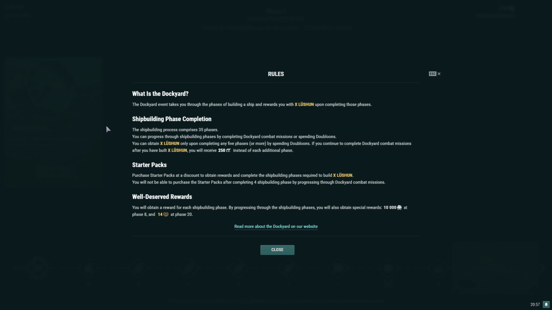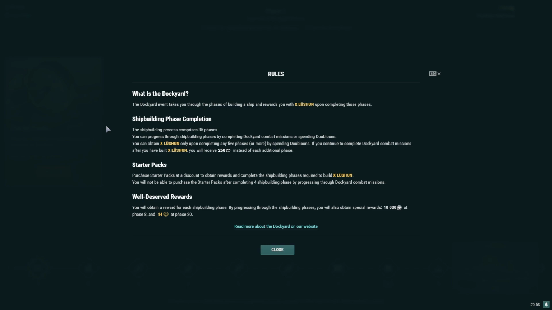So you will need to purchase at least 5 phases with doubloons, IRL monies, if you do plan to pick up this ship. If you continue to complete Dockyard combat missions after you've built Lüshun, you will receive 250 steel instead of each additional phase. So let's say you bought 10 phases and you grind all the Dockyard combat missions, then you'll get 5 additional, so that would mean 5 times 250, meaning you'd have 1,250 steel.